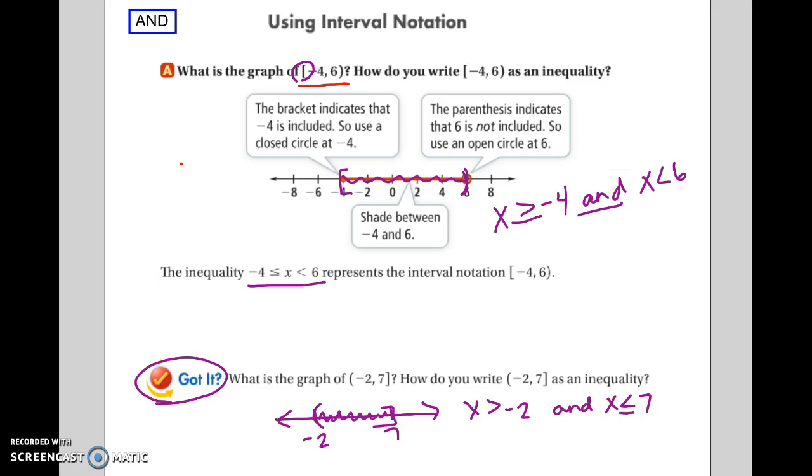Okay, so here's the answer to that problem. Negative 2 with a parentheses, 7 with a bracket, is shaded in between. x is greater than negative 2, and x is less than or equal to 7. And if you wanted to write it all as one inequality, you would put the x in the middle, you'd put the smaller number first, and then the greater number. It always goes in order from least to greatest. Ands are always less than signs, less than you can think of. And then since the bracket is on the 7, I have to put an equal to on the sign next to the 7.